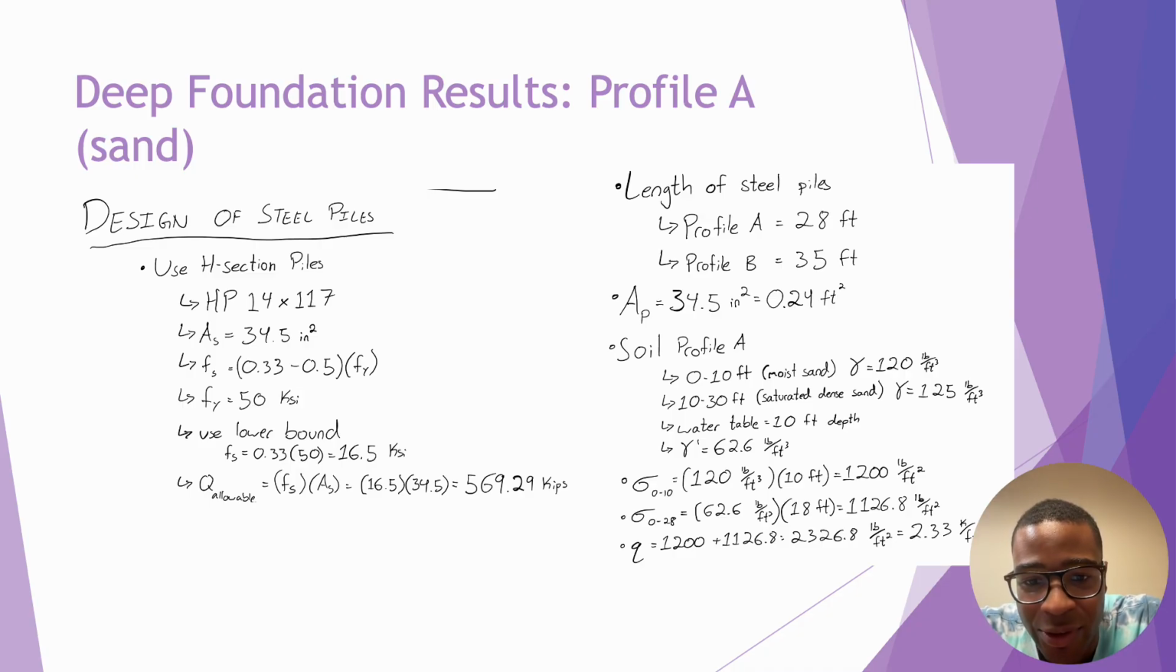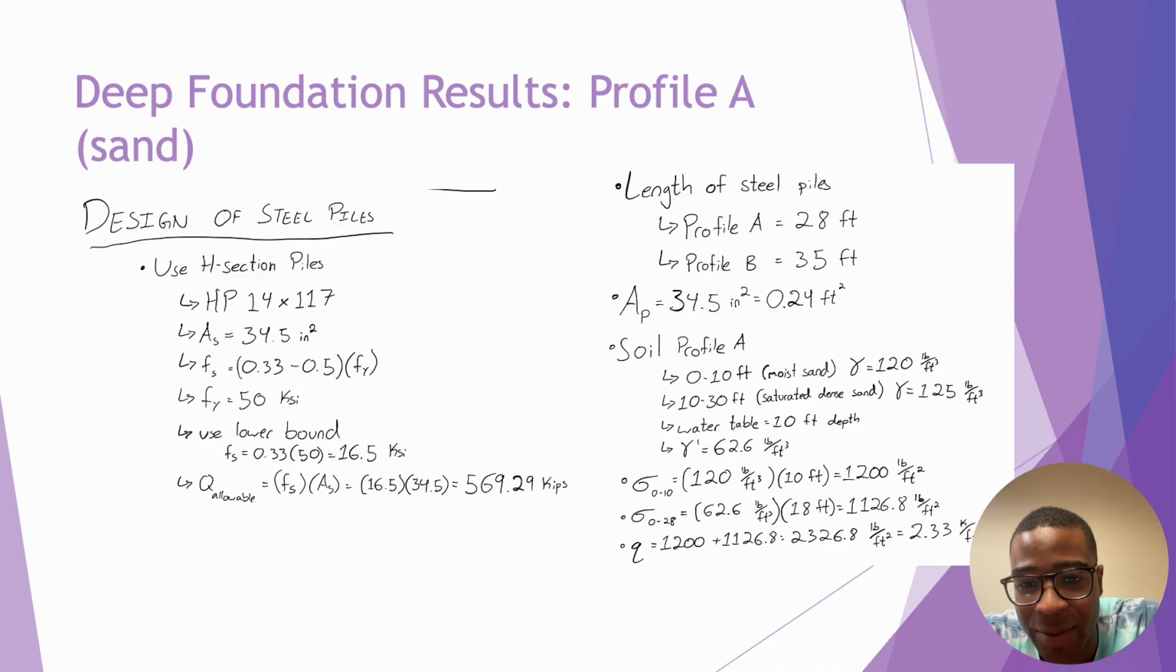So going on to soil profile A, we split it into layers, and again, we have the 120 pounds per feet cubed for the moist sand layer, and then the 125 pounds per feet cubed for the saturated dense sand. And we're at the normal water table condition this time, so we're using a 10 feet depth. And we calculated gamma prime at 62.6 pounds per feet cubed. And then we calculated the effective stress from 0 to 10 feet, which was 1,200 pounds per feet squared, and the effective stress from 0 to 25 feet, which was 1,126.8 pounds per feet squared.